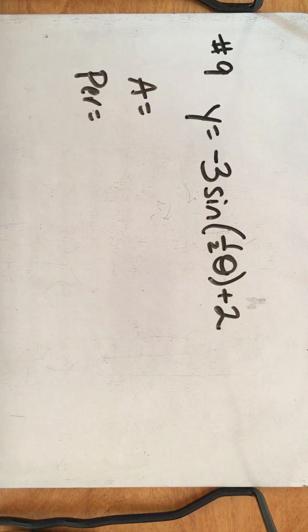Right, this is question number 9 on the Honors Algebra 2 Day 2 homework of graphing. What's happening here is there's an amplitude change, a period change, and a vertical shift. So we're going to show you how to identify those and how to graph it.